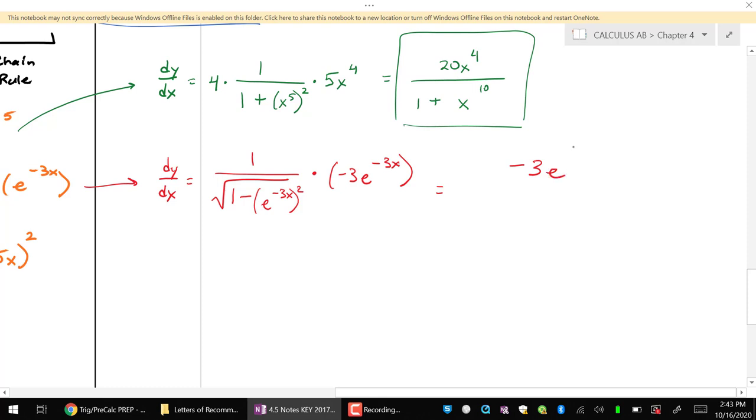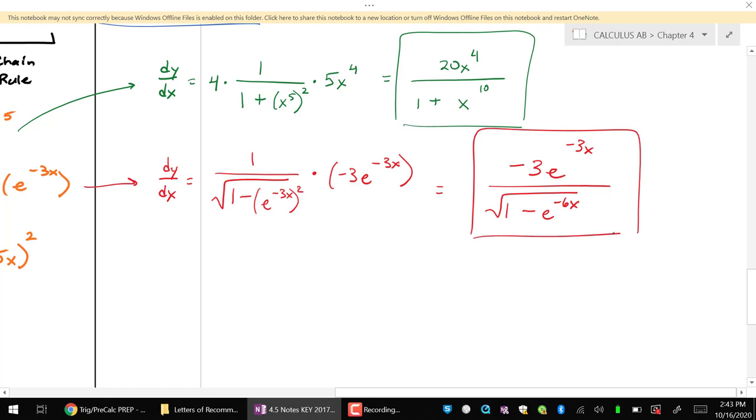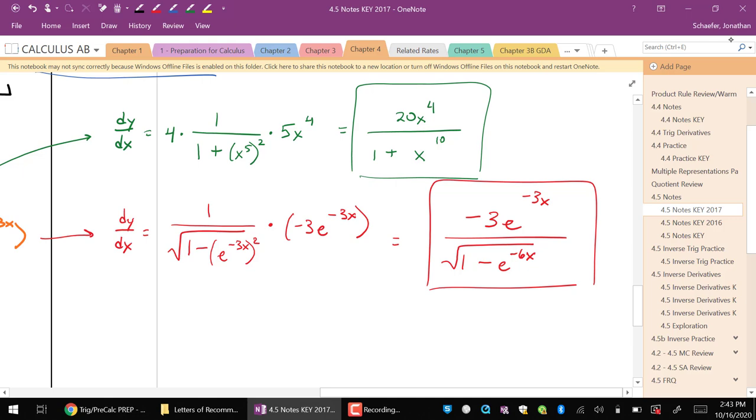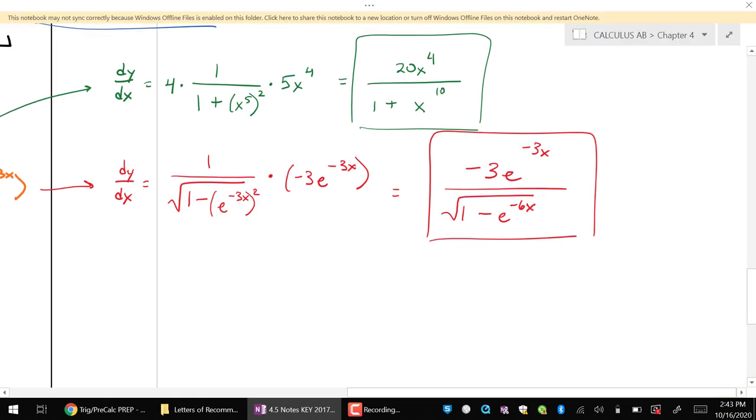So negative 3e to the negative 3x in the numerator, all divided by the square root of 1 minus e to the negative 6x. We use our property of exponents on that guy. There we have it. And my final example is an arc cotangent example.